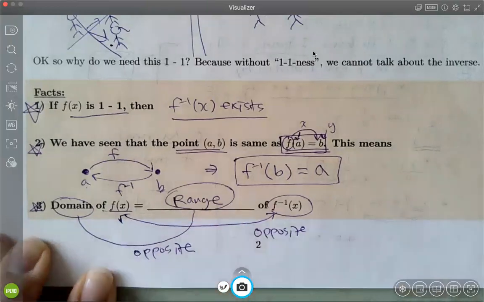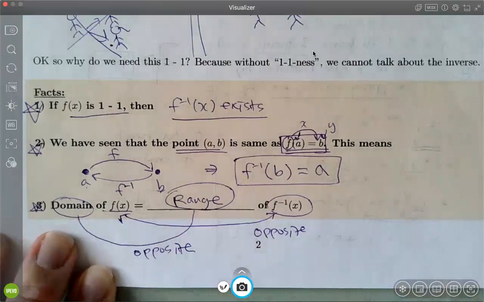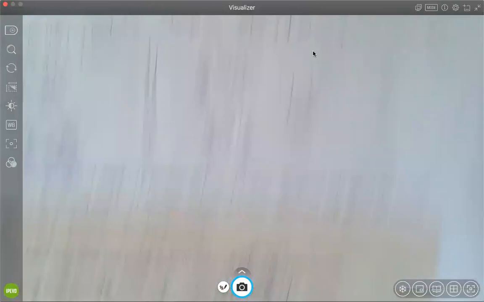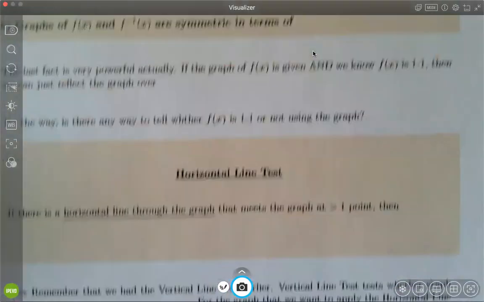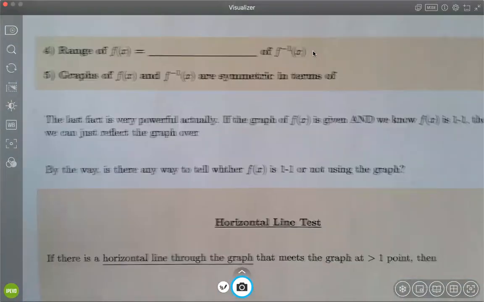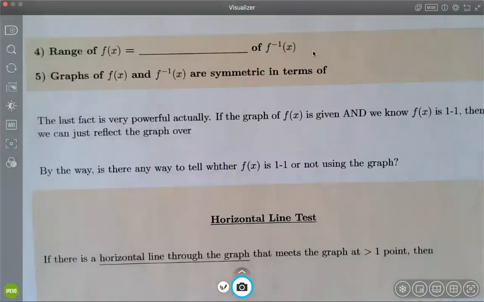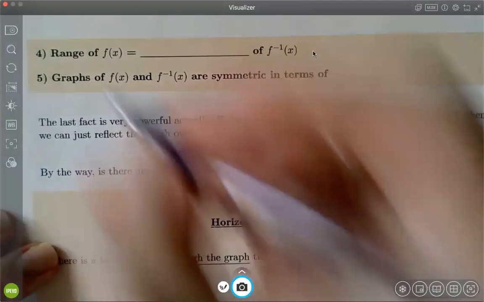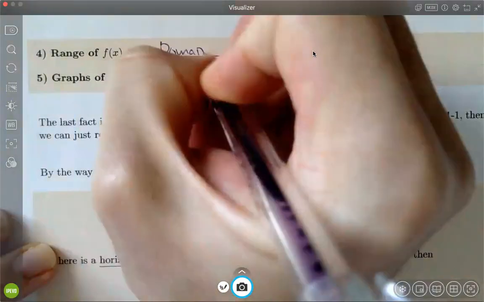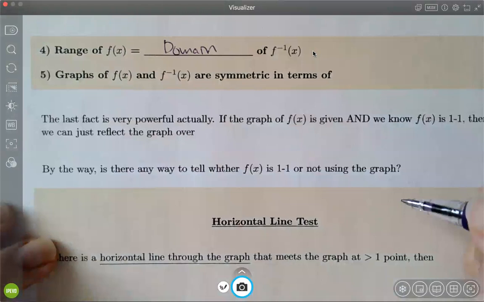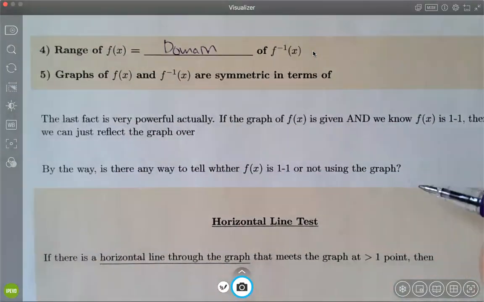What about the range of f of x? That will be the same thing as, okay, so now let me go to the next page. So the range of f of x is the same thing as the domain of its inverse. Okay, so basically fact number 3 and 4 are related. So range and domain are opposites in terms of f and f inverse.